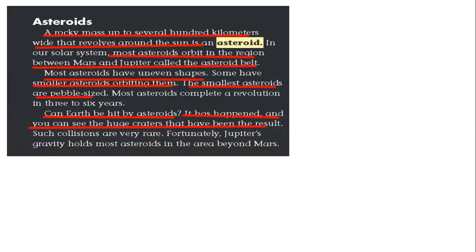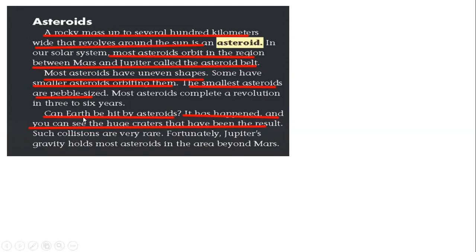Most asteroids have an uneven shape, they do not have a regular shape. Some have a smaller asteroid orbiting them. Now, what is the smallest asteroid? The smallest asteroids are pebble-sized. Most asteroids complete a revolution in 3 to 6 years.